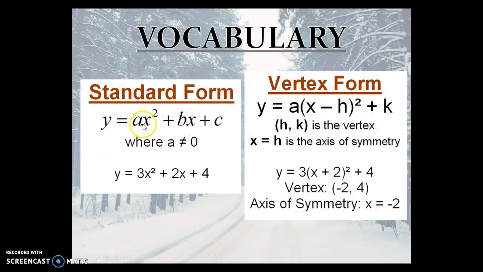Standard form, y equals ax squared plus bx plus c. Vertex form, this is what we were using yesterday. y equals a(x minus h) squared plus k. h and k, that's the vertex, here and here. x equals h is the axis of symmetry, okay? And we don't need to know completing the square right now.